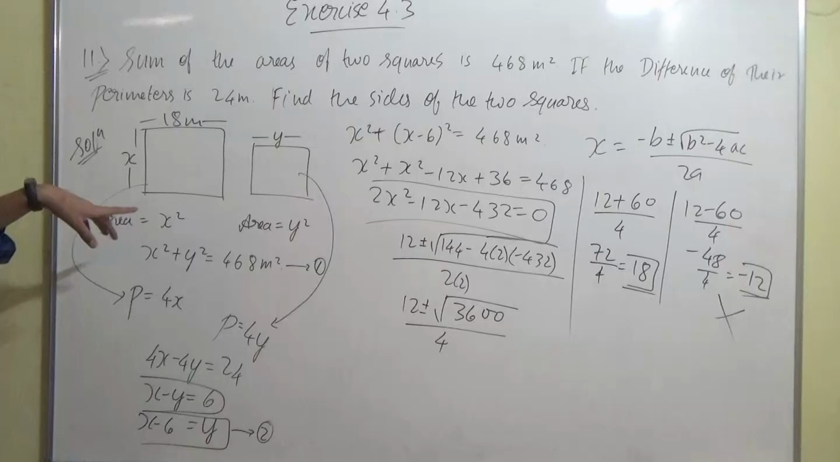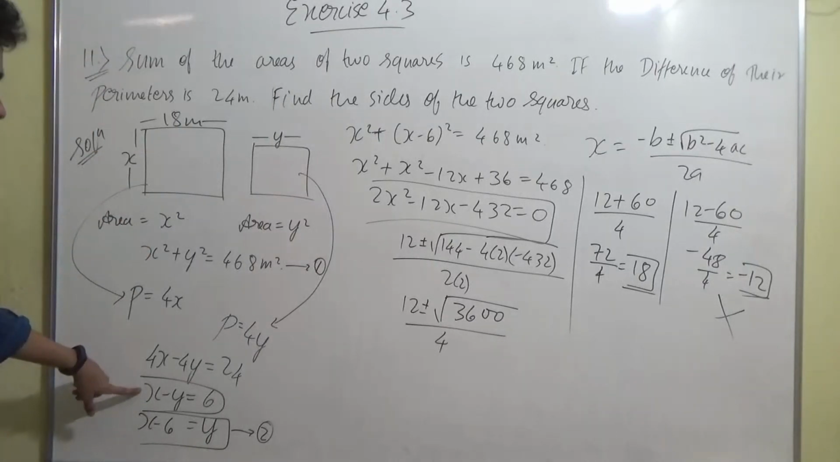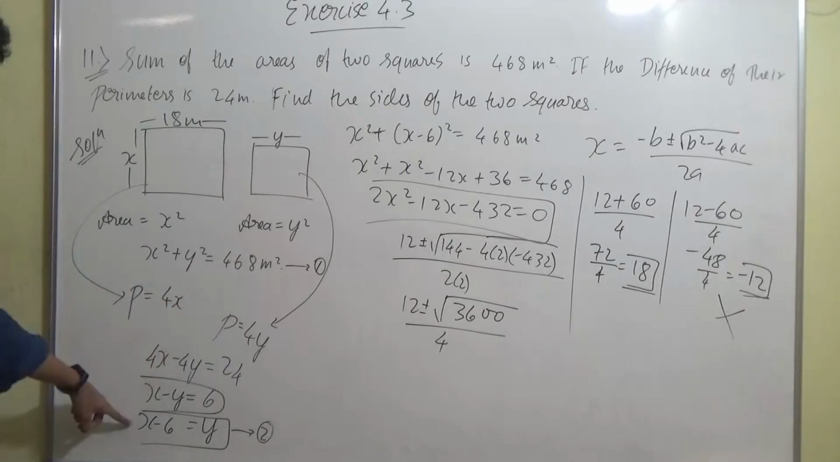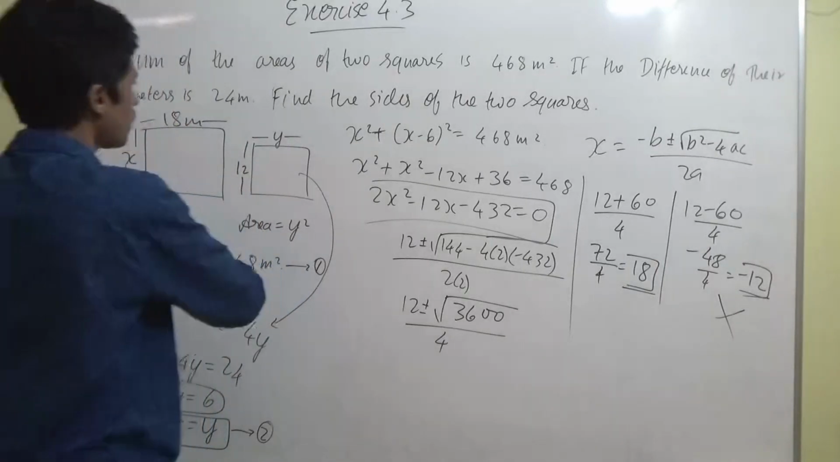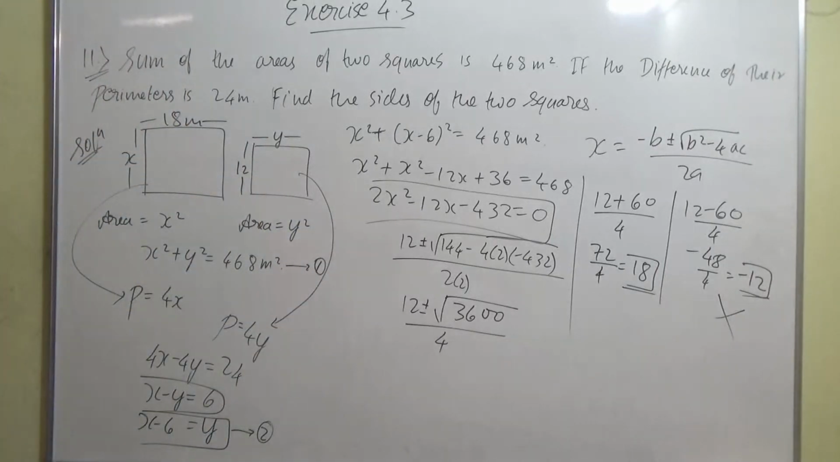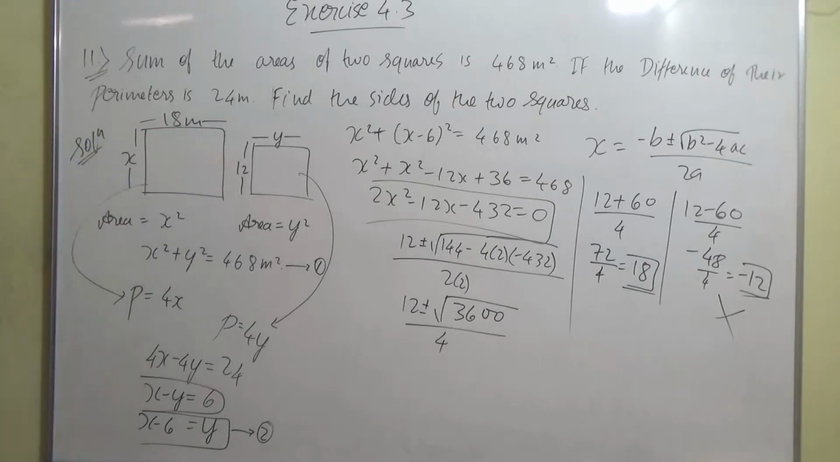And then the length of the smaller side is going to be, if you put the value of x equal to 18 in this equation, you will get y as 18 minus 6, that is 12. So we got the sides of the two squares. The side of the larger square is 18 and the side of the smaller square is 12.